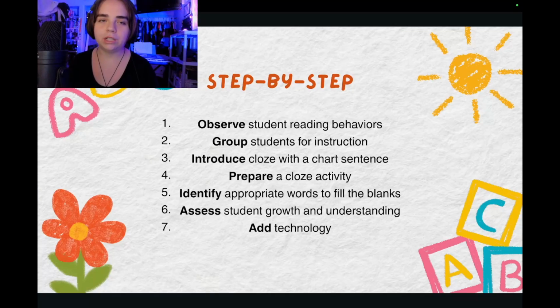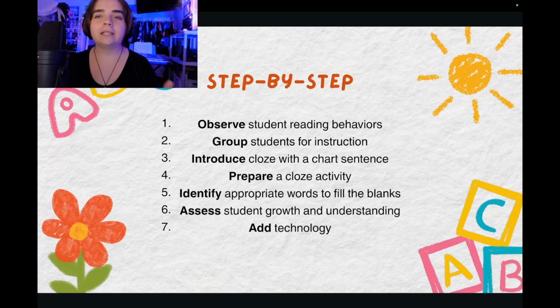Like if you were teaching kindergarten, you wouldn't use a really big word. You would use a smaller word, something that they're already kind of working on. Number 6, you have to assess the student growth and understanding. So don't just do the assignment or the cloze activity and then leave it there. You want to see if they're actually understanding what you're putting out.